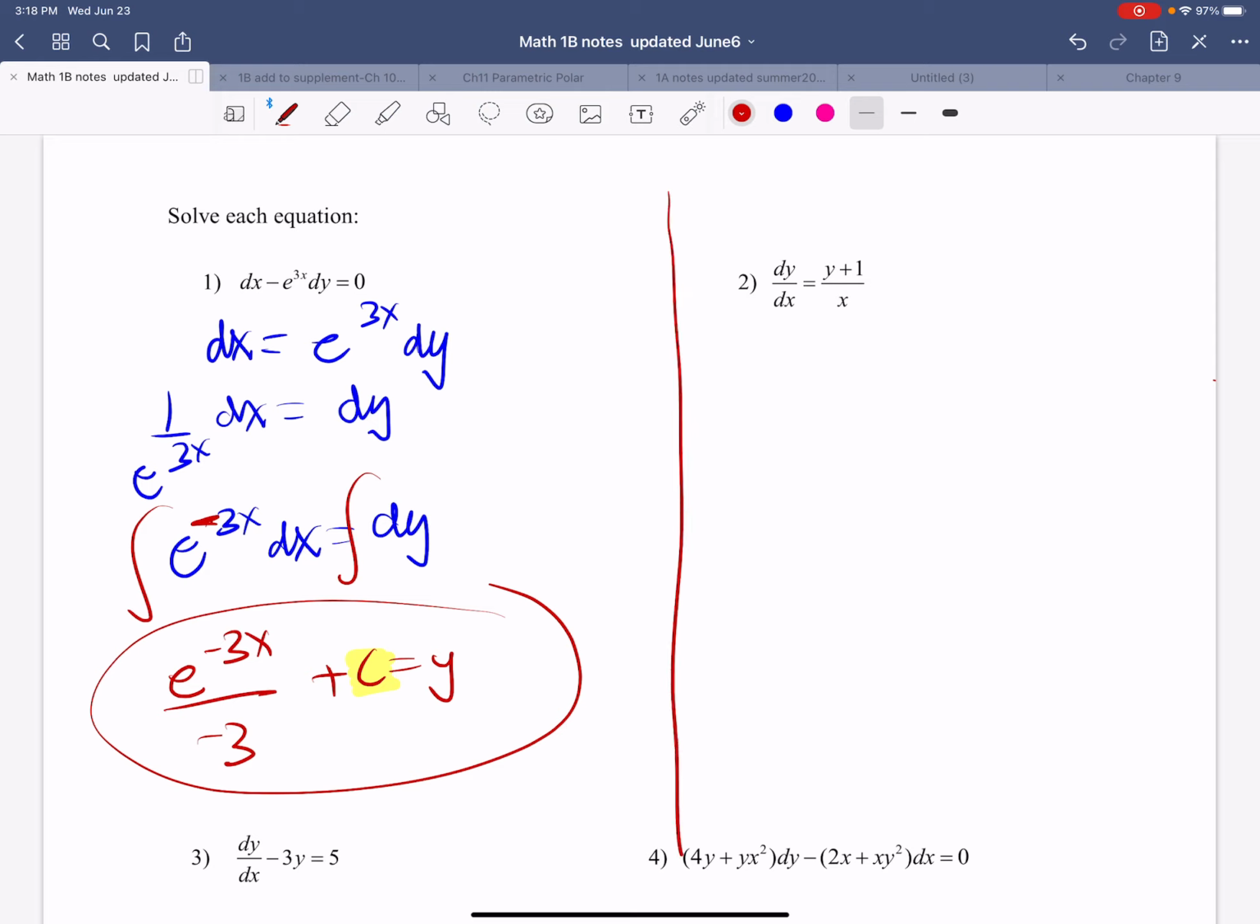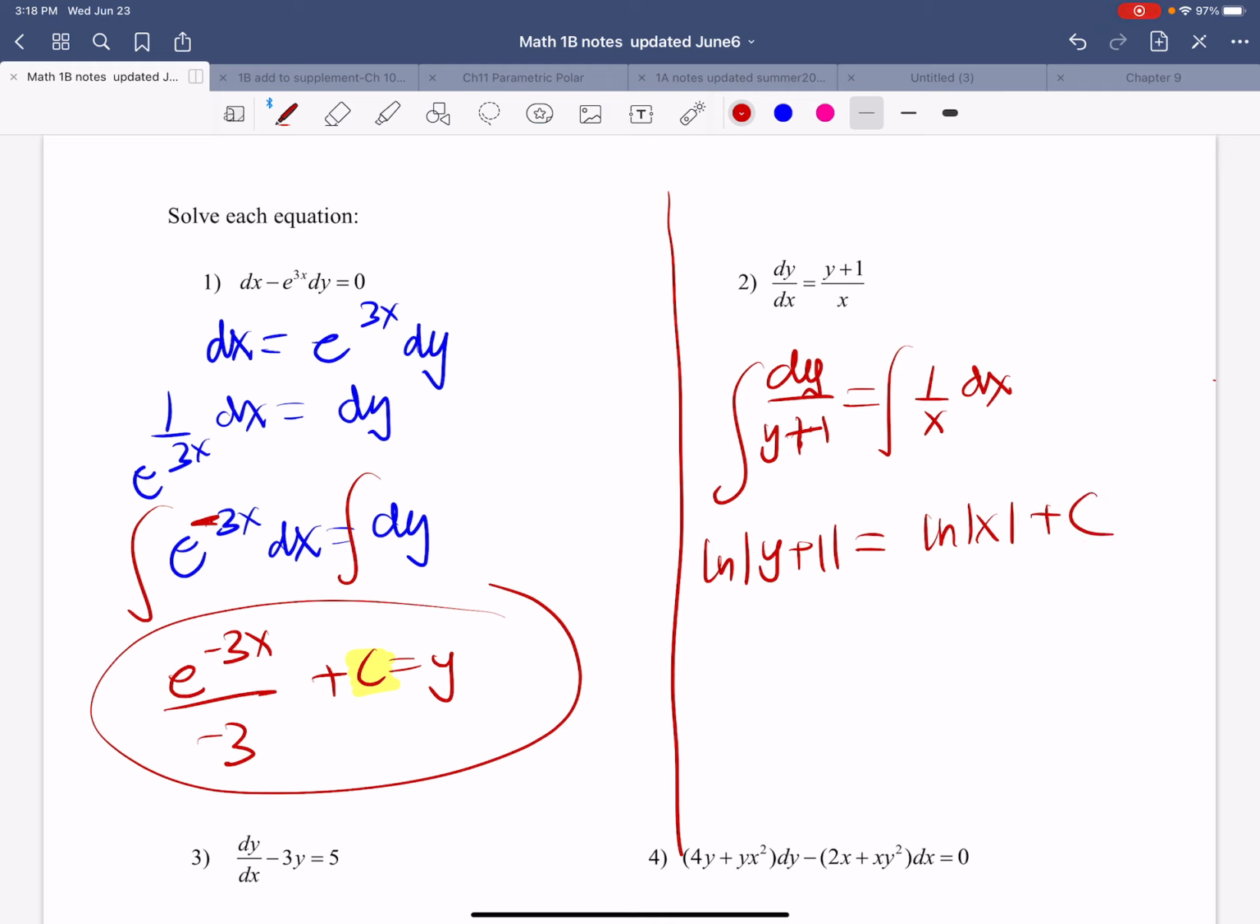dy dx is equal to y plus 1 over x. dy over y plus 1 is equal to 1 over x dx. Go ahead and integrate. We have the derivative of the denominator sitting in the numerator. So on the left hand side, it would be natural log of y plus 1, equals natural log of x plus c.